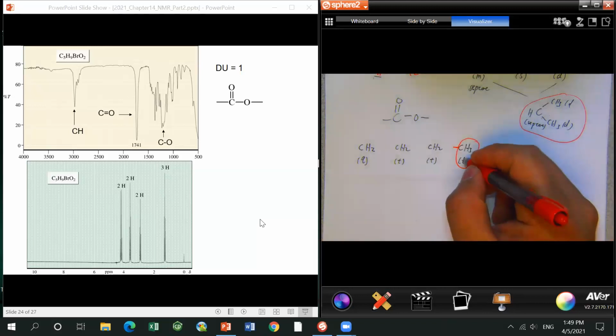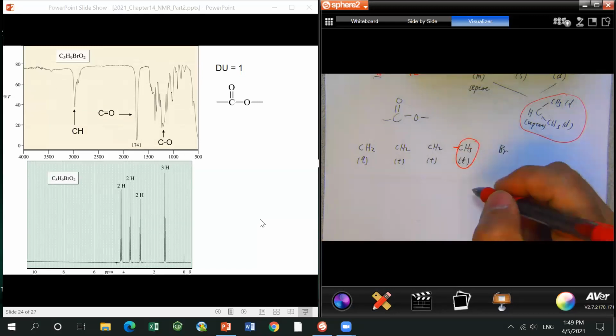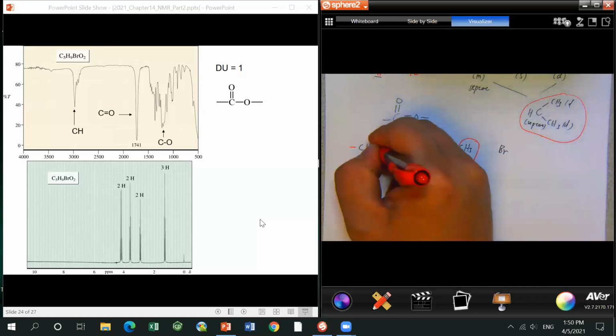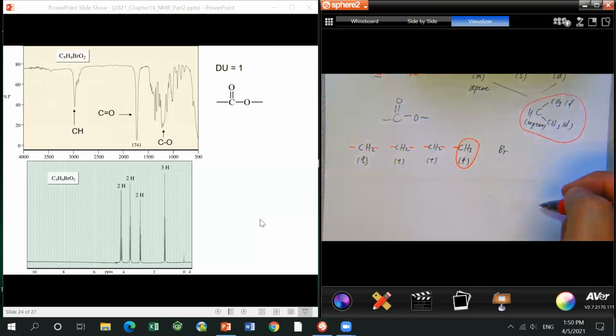For example, this CH3 is a triplet. That means the CH2 next to it gives the triplet. CH2, 2 hydrogens, 2 + 1, 3, triplet. Always start from this guy, CH3. Never start from CH2, because CH2 has 2 attachments. You don't know what kind of attachment.